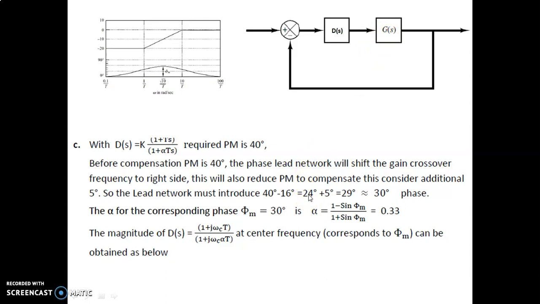This 24 degrees is not sufficient, because whatever phase lead network we add may shift omega GC, the gain crossover frequency, to the right side. To compensate for that, we add another 5 degrees. It comes out to be 29 degrees, approximating this to 30 degrees. So this D(s) should now give a 30 degree phase shift. We'll see in the next.